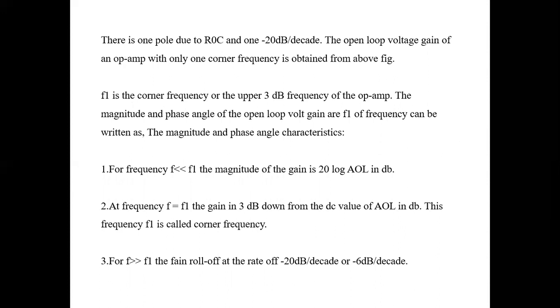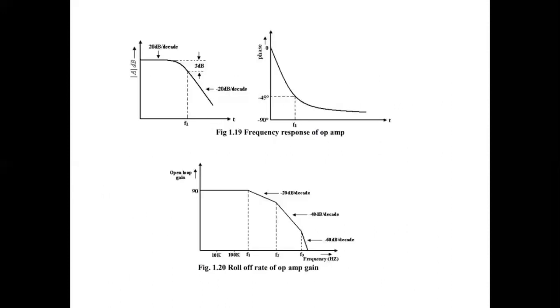There are three magnitude and phase angle characteristics. For frequency f less than f1, the magnitude of the gain is 20 log AOL in dB. At frequency f equal to f1, the gain is 3 dB down from the DC value of AOL in dB. For f greater than f1, the gain rolls off at the rate of minus 20 dB per decade. These are the different frequency responses of the operational amplifier.